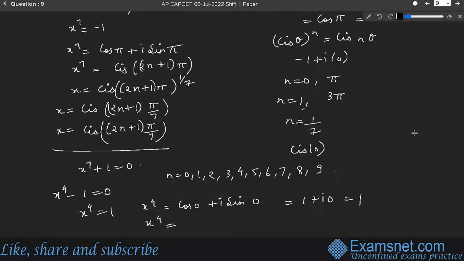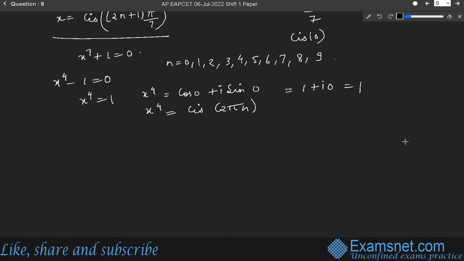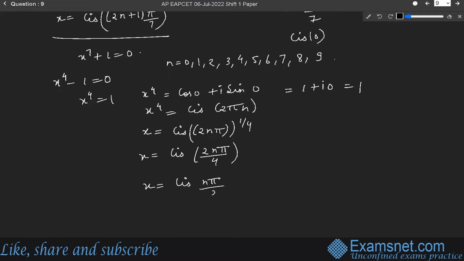So x power 4 will be equal to cis of 2n pi. Therefore, x will be equal to cis 2n pi whole power 1 by 4. So x will be equal to cis 2n pi upon 4, which is cis n pi upon 2. And here n will be equal to 0, 1, 2 and 3.